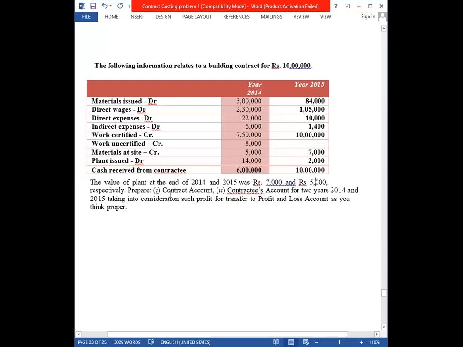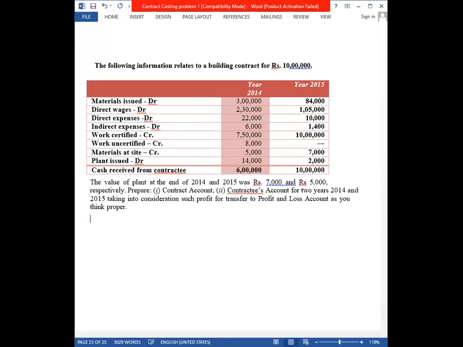Next, what you have to do? You are going to prepare the contract account and contractee account for 2 years. Very important, you are going to prepare for 2 years, taking into consideration such profit for transfer to P&L account as you think proper. That means you have to use the slab rates. Based on the slab rate, you have to transfer to the P&L and the reserve accordingly. So this is the problem. We are going to prepare the contract account and contractee account.